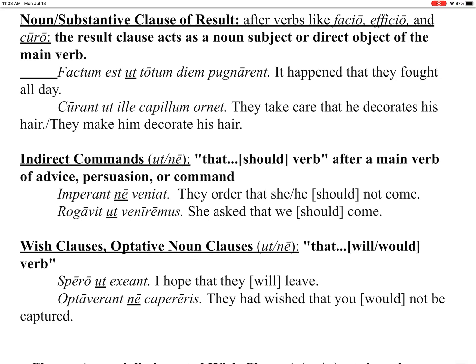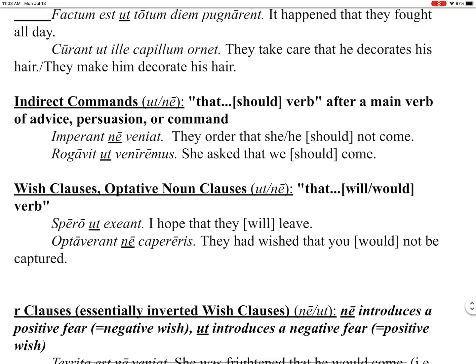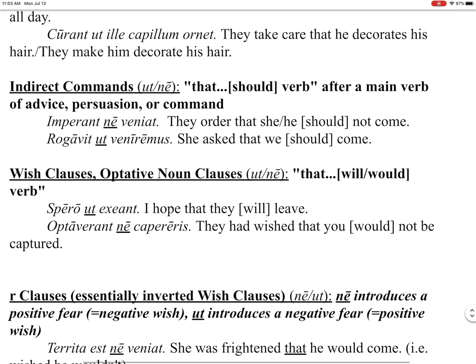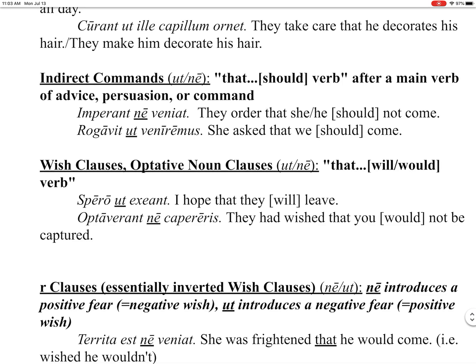All right, so again, ne for the negative indirect command, ut for the positive. And again, though we call these indirect commands, they're also used with verbs of advice or persuasion, suggesting that somebody do a thing, so they don't have to be exactly commands. All right, on we go.